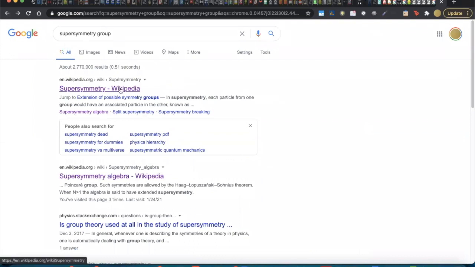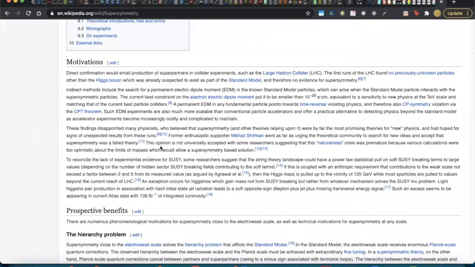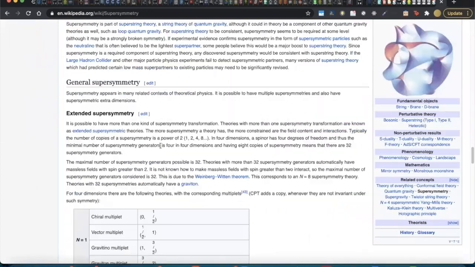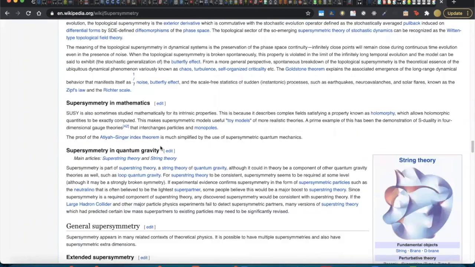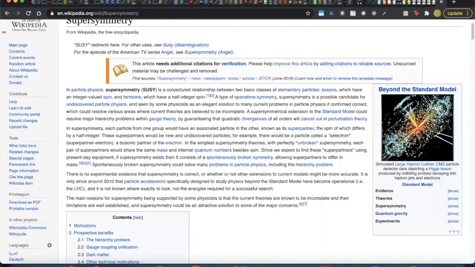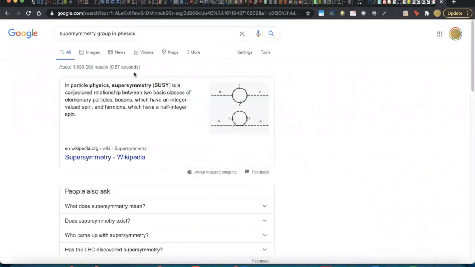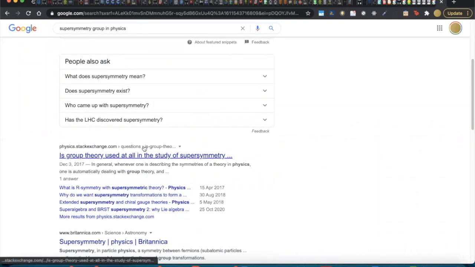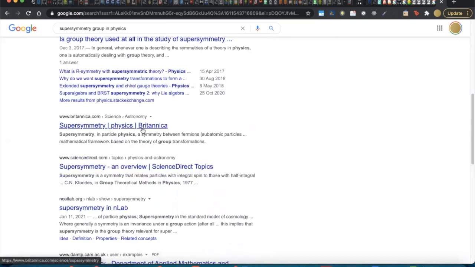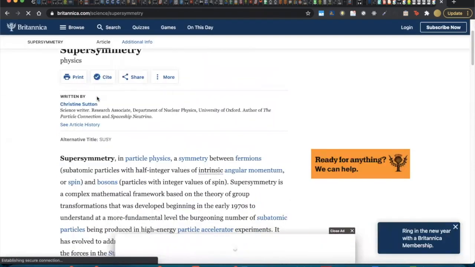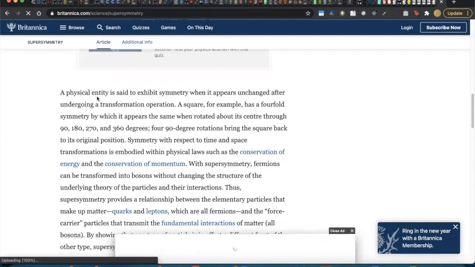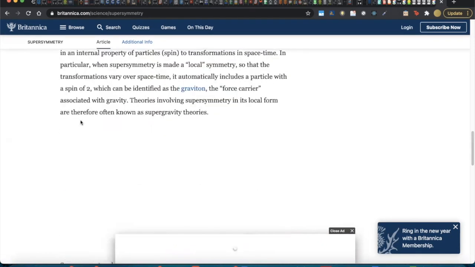Supersymmetric group. Hold on. You can go on supersymmetry group in physics on Google and tell me what you find, please. Okay, I think I found something.